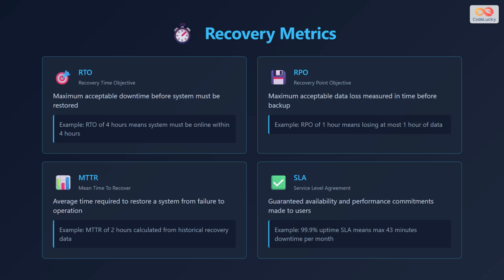Mean time to recover, or MTTR, is the average time required to restore a system from failure to operation. Service Level Agreement, or SLA, is the guaranteed availability and performance commitment made to users. For example, a 99.9% uptime SLA means maximum downtime of 43 minutes per month.